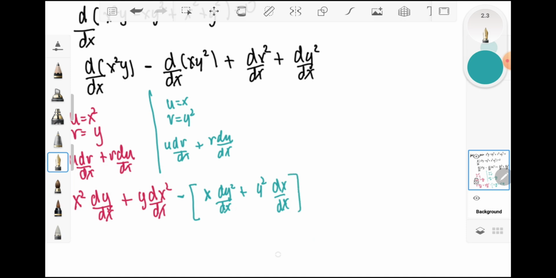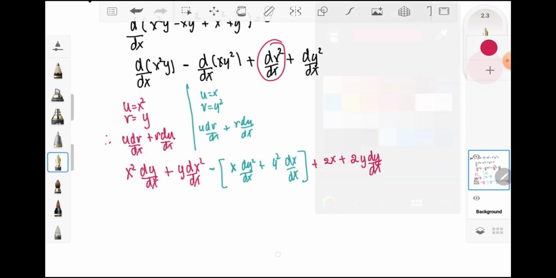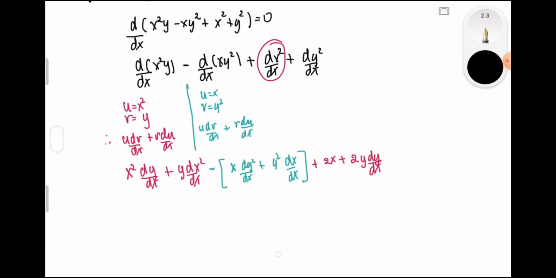Okay, so plus, of course, the derivative of x squared with respect to x is 2x, plus the derivative of y squared with respect to x is equal to 2y dy over dx. So upon manipulation of these equations, we'll have a value equal to 0.